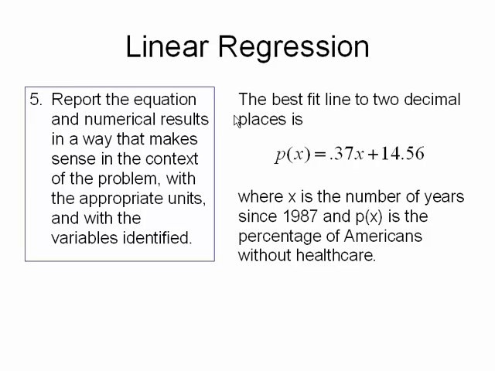The last thing we need to do is report that equation and the numerical results in a way that makes sense in the context of the problem, with the appropriate units and with the variables justified. So I would say that the best fit line to 2 decimal places is p of x equals 0.37x plus 14.56, where x is the number of years since 1987 and p of x is the percentage of Americans without health care.